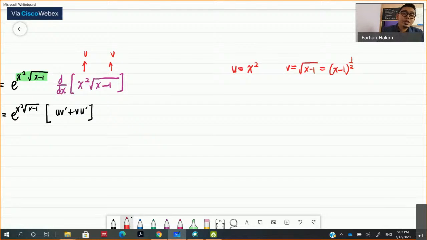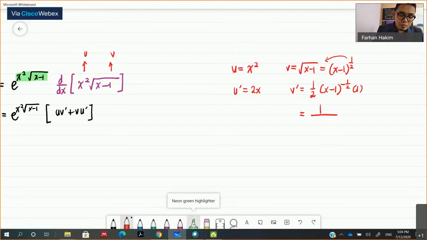So we have to differentiate u. Differentiating u will give us 2x. And differentiating v, we have to bring down 1 over 2, copy everything, and minus 1 from the power, so it will give us negative 1 over 2. Differentiating the 1 inside the bracket will give us 1, so this is multiplied by 1. This can be simplified as 1 over 2 square root of x minus 1 actually.